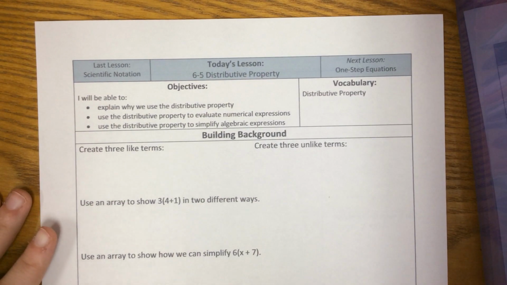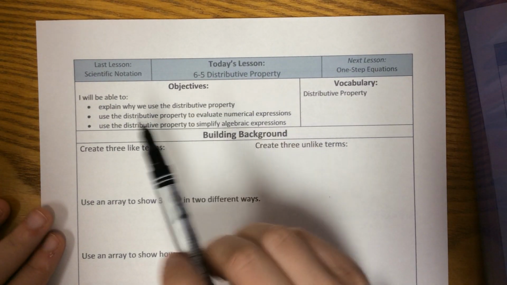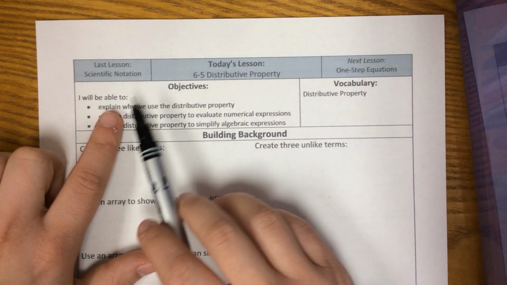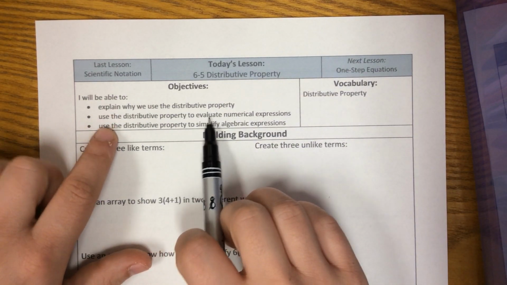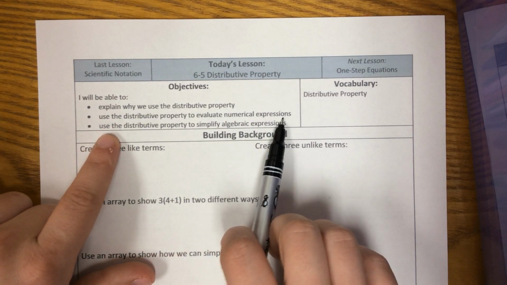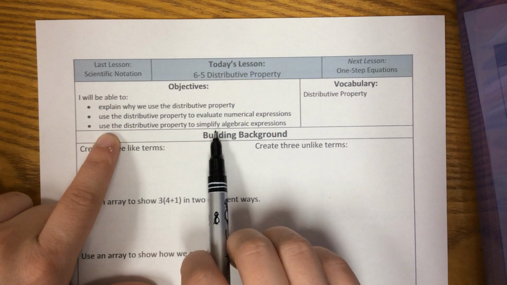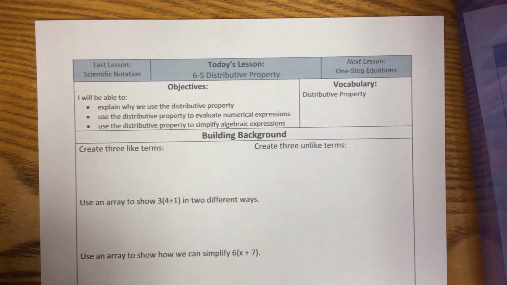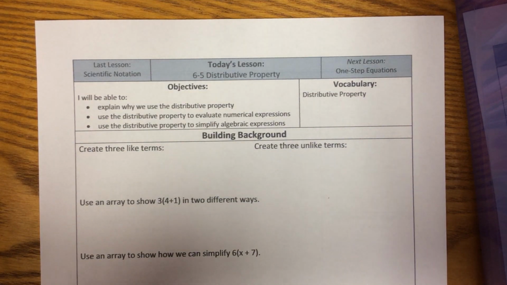All right, going on to 6.5, distributive property. We just got done with scientific notation. Next up, we have one-step equations. So today we'll be able to explain why we use a distributive property. We're going to use the distributive property to evaluate numerical expressions, and then we're going to use it to simplify algebraic expressions. Okay, so first off, we have our vocabulary, which is distributive property, which should be on page 4.